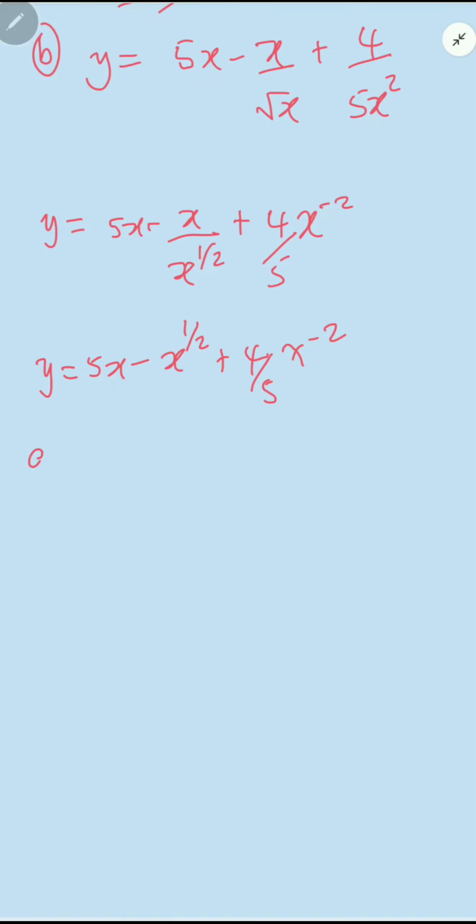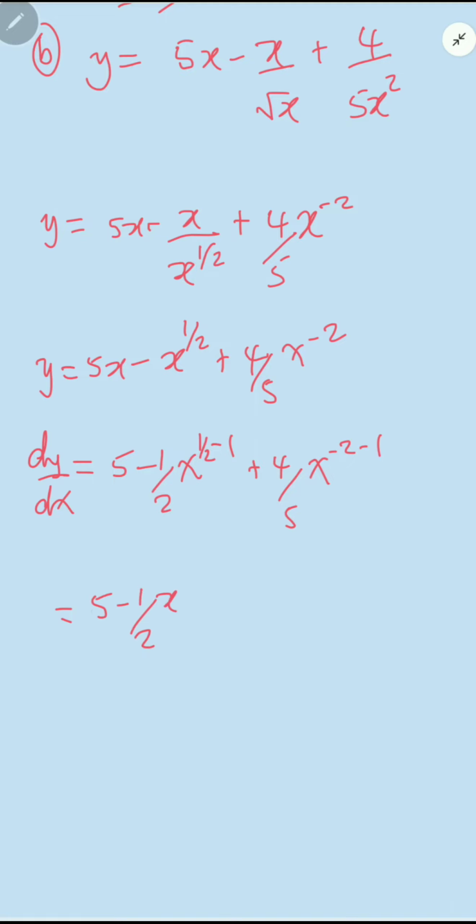So this gives us our dy dx to be equal to, so 5x upon differentiating gives just 5, minus the half will drop to multiply with x. Then we say half minus 1, then plus 4 over 5 x to the power negative 2, subtract the 1 there. So we further simplify this by saying 5 minus half x, and half minus 1 will simply give us a negative half.